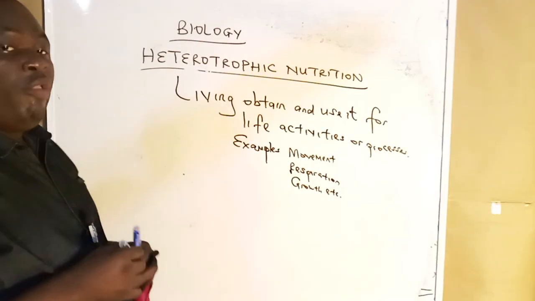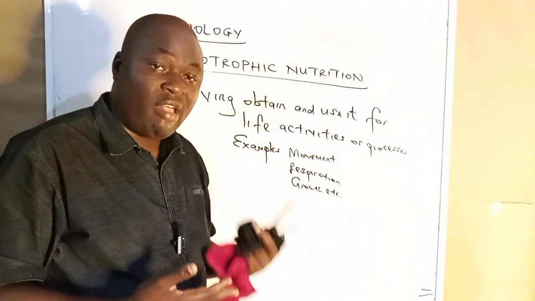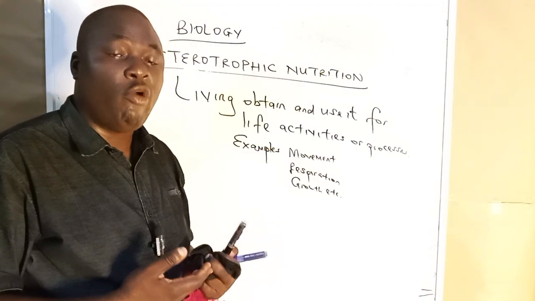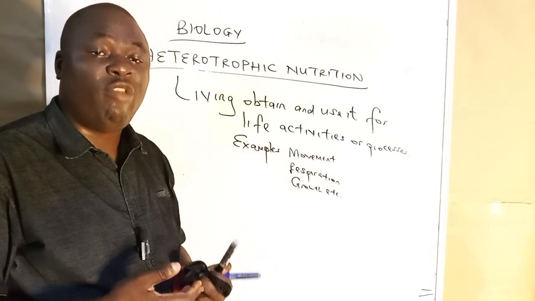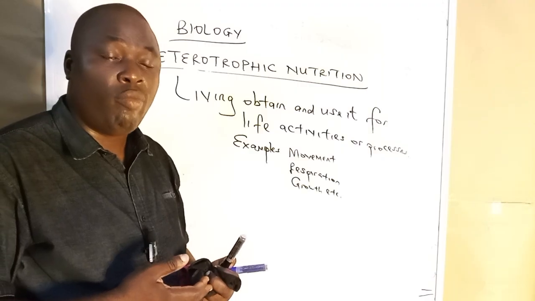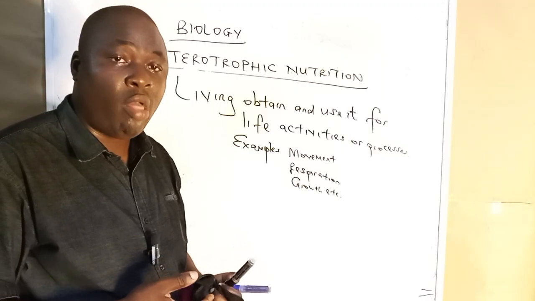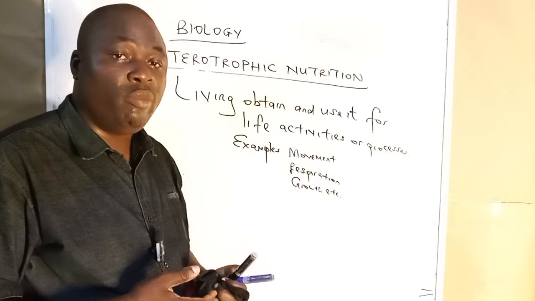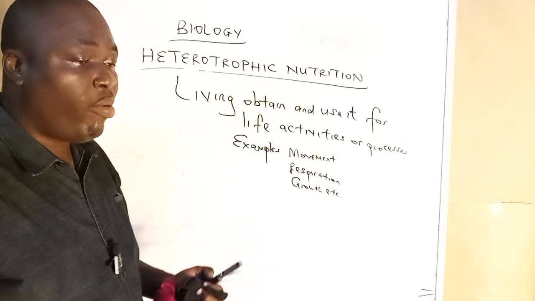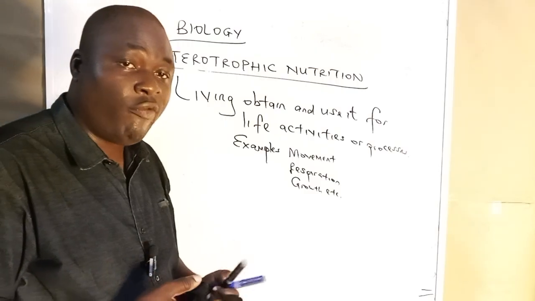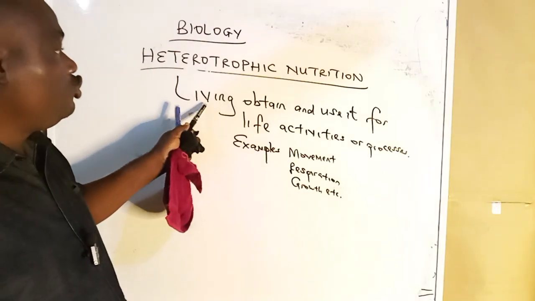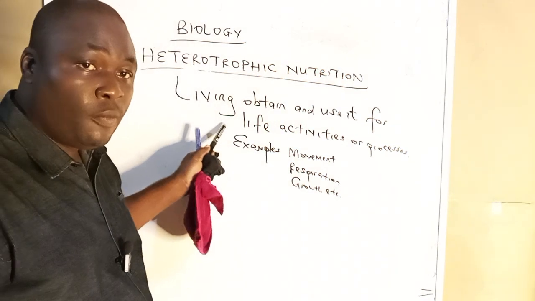There are two main types of nutrition, but in this class, we'll be dealing with heterotrophic mode of nutrition. The first type is autotrophic, whereby green plants manufacture their food by themselves, and also some unicellular organisms like bacteria that manufacture their food from the oxidation of simple inorganic substances. So autotrophic, whereby organisms manufacture their food by themselves. But in this case, heterotrophic nutrition occurs in animals.